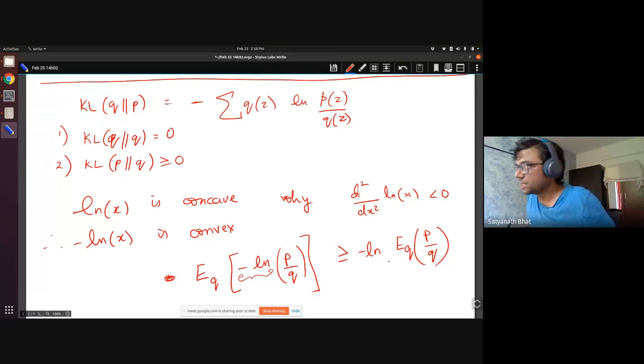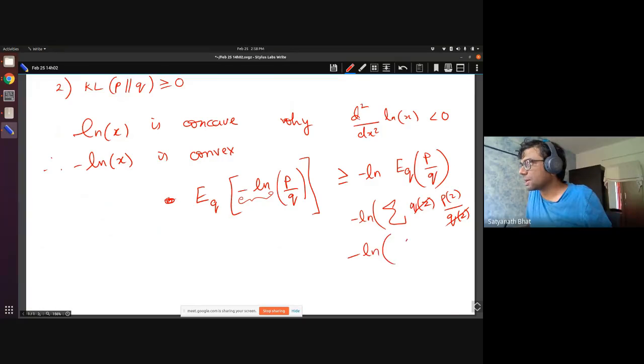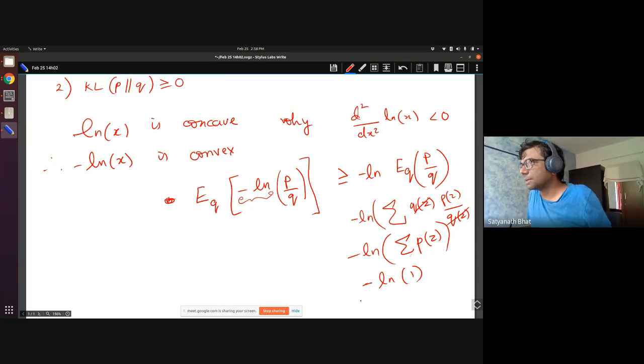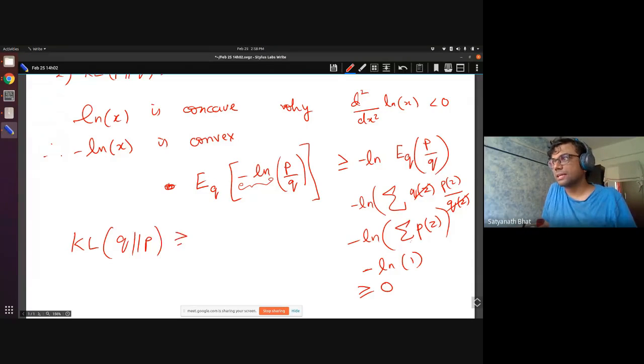So what does that mean? Let us try to see what this is. This is minus ln of summation qz into pz by qz. So this qz cancels, and what I am getting is minus ln of summation pz. Summation pz is 1. So this is minus ln of 1, which is nothing but 0. So we have got what we desired. The left hand side is KL, so KL divergence between Q and P is always greater than or equal to 0.